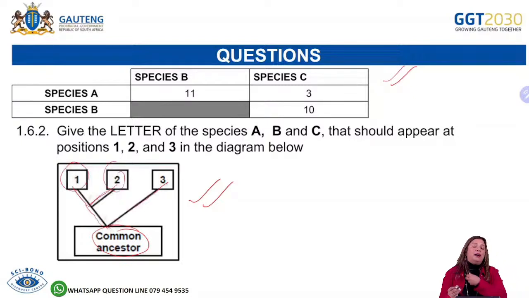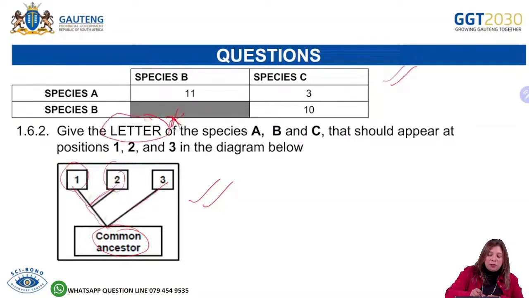So look, this is what the diagram looks like. Let's look at what they are asking us in the question. The question says, give the letter. They didn't ask you to name. They said, give the letter. Grade 12, we need to learn to listen to instructions. If they say give the letter, you give them the letter, because if you give the word, it's going to be marked wrong. Give the letter of the species A, B, and C that should appear in the positions 1, 2, and 3. So they're saying A, B, and C.